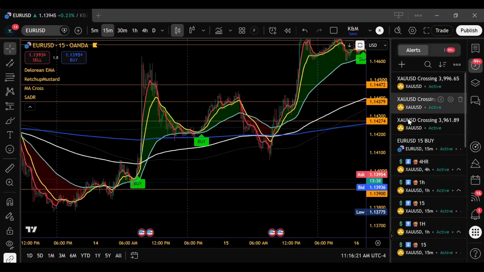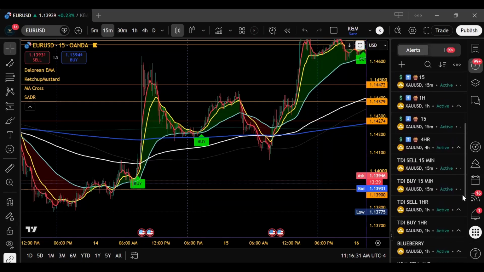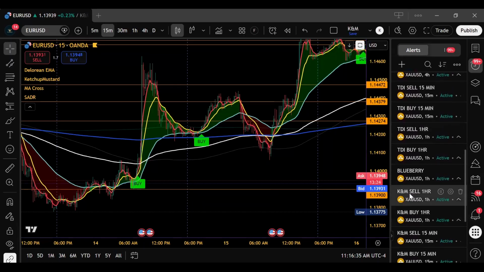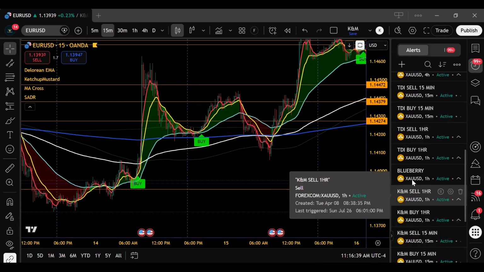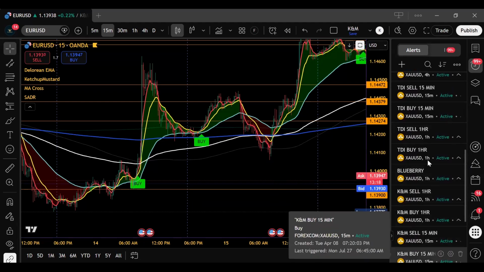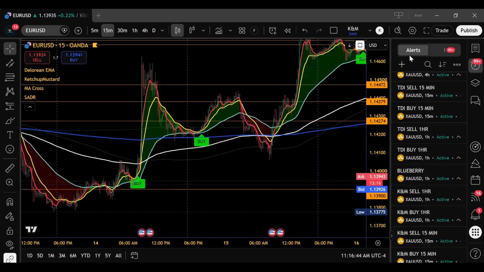So for example, here, these are all my alerts, and these pop up on my phone. And then you make the alert say what you want. So I do have it for the ketchup and mustard, like ketchup and mustard sell, ketchup and mustard buy. That's for the 1 hour, 15 minute. When it hits the blueberry, I get an alert. I set all those alerts myself. You can custom name them what you want them to say for yourself.